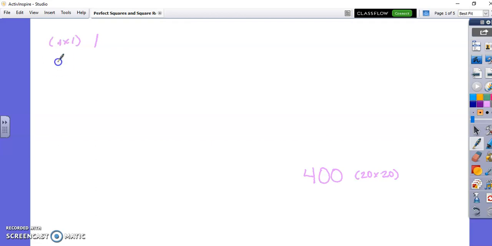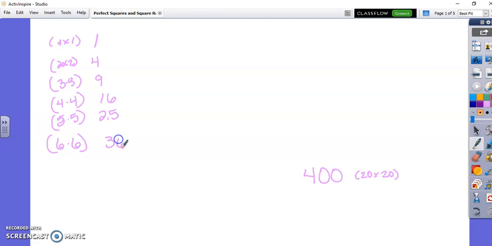So then in order to get the next one, it would be 2 times 2. I know that's 4. 3 times 3 is 9. 4 times 4, 16. 5 times 5 is 25. Then you move on to 6 times 6. The perfect square is 36. 7 times 7, the perfect square is 49. 8 times 8, the perfect square is 64. 9 times 9, the perfect square is 81. 10 times 10, the perfect square is 100.